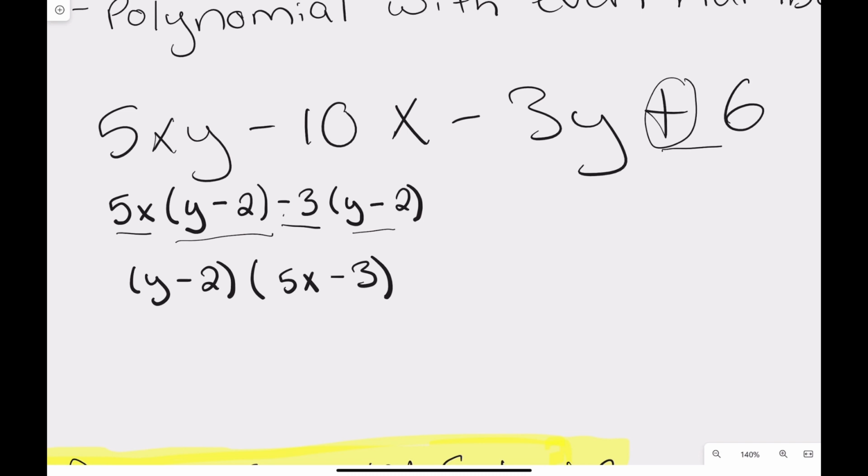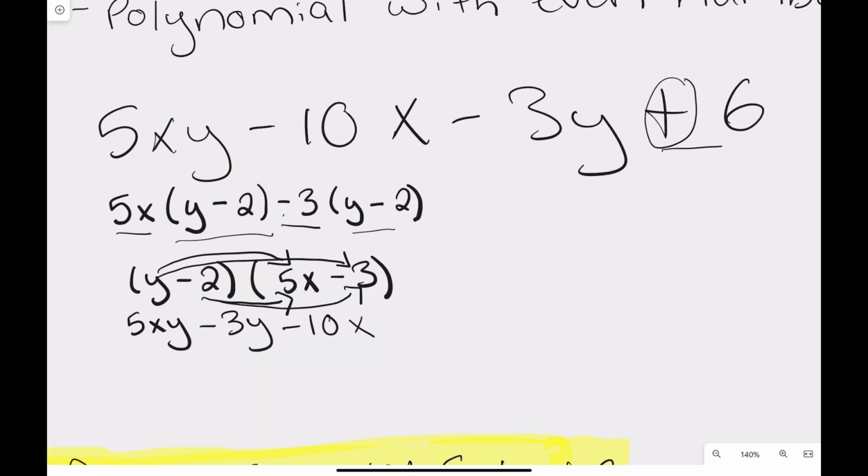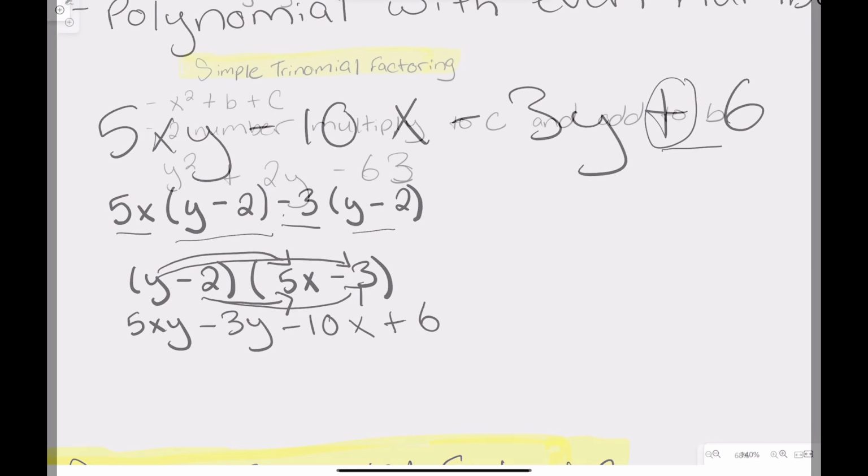So let's do that really quickly. So y times 5x would be 5xy. Y times negative 3 would be negative 3y. Negative 2 times 5x would be negative 10x. And negative 2 times negative 3 would be positive 6. And that is our initial problem.